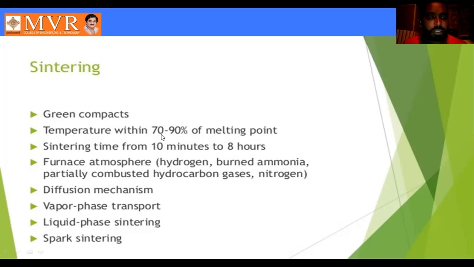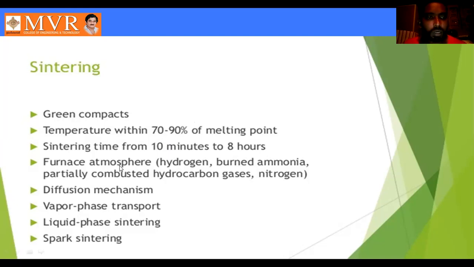The temperature is 70 to 90% of the melting point. How much temperature are we using in sintering? 70 to 90 percent of the melting point. The sintering time is from 10 minutes to 8 hours. The minimum is 10 minutes and the maximum is 8 hours. To make an object, the time limit is 10 minutes to 8 hours.